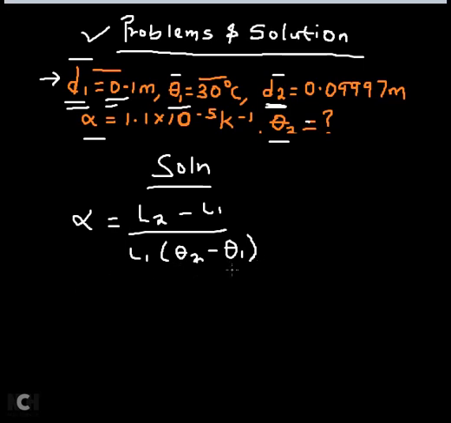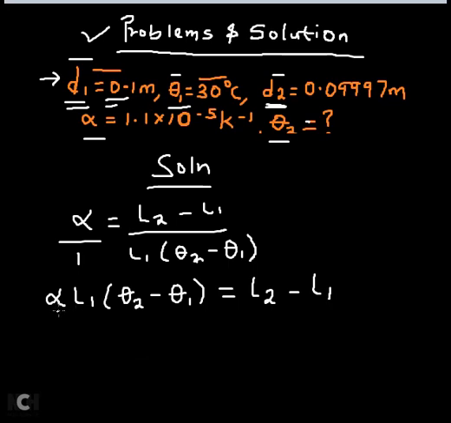So now I have to make the final temperature the subject by cross multiplying first. If I cross multiply, I'm going to have alpha L1 times theta 2 minus theta 1 equal to L2 minus L1. That's the very first step.